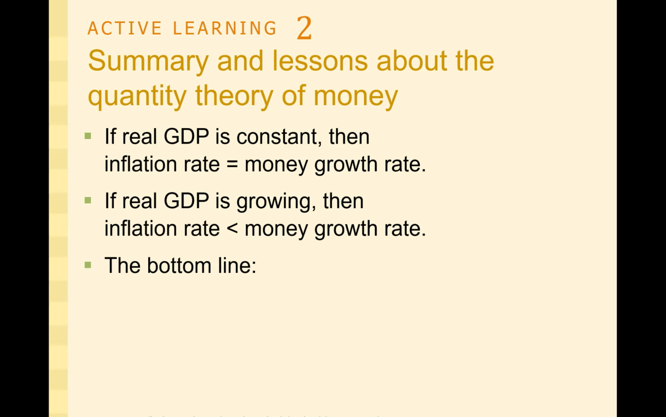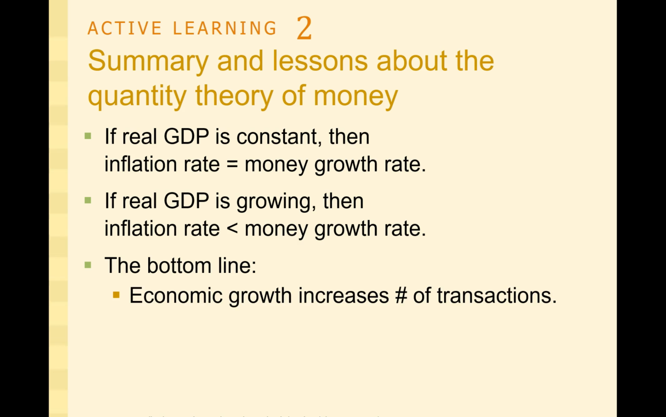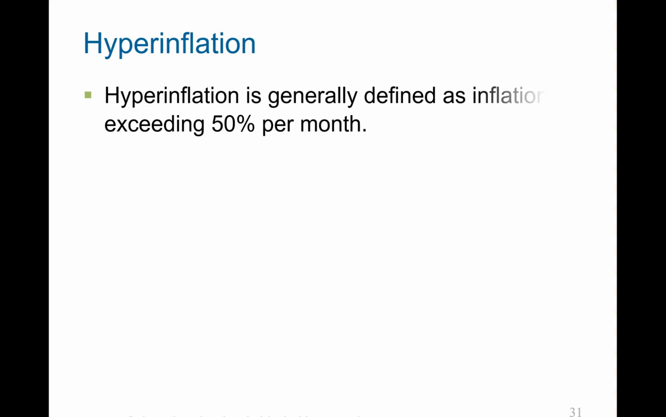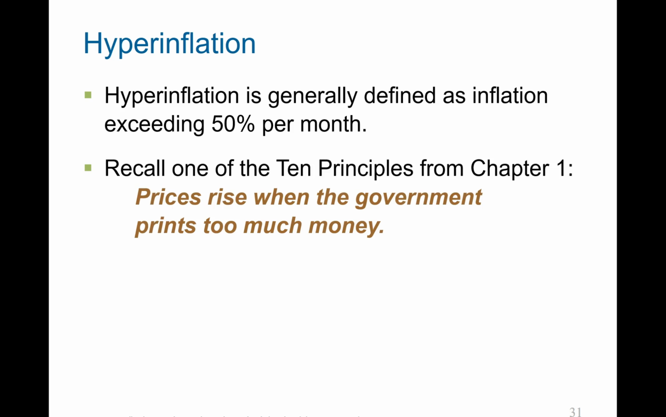3% versus 2%. The bottom line here is that economic growth increases the number of transactions that are taking place, and that some money growth is needed to spur these extra transactions. However, excessive money growth causes inflation. One thing to understand about inflation is there's a condition known as hyperinflation, and this is generally defined as inflation that exceeds 50% per month. And I think anybody would agree that that is a tremendous amount of inflation.